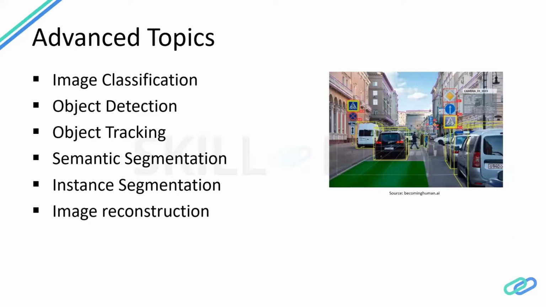Advanced topics in computer vision could be image classification, object detection, tracking, semantic segmentation, instance segmentation, image reconstruction. There's a lot going on in the industry. It's a huge topic in itself. You can read about them. There are many articles out there, and please do give them a read. Autonomous vehicles is one such simple application, and there are a lot more complex applications.